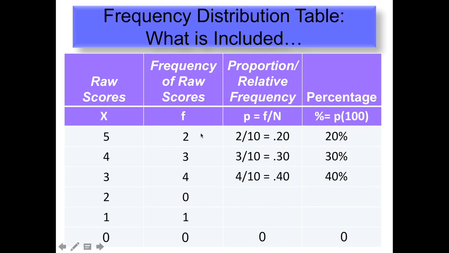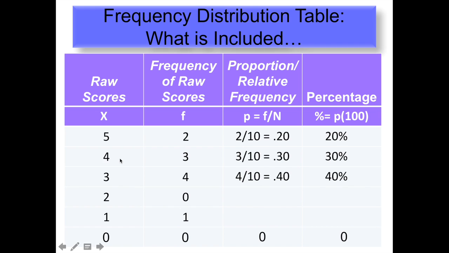To find out the total number of people in my study, I would go 2 plus 3 plus 4 plus 1, so I would have 10. So the number of people that scored a 5 would be 2 out of 10, or 2 divided by 10. The proportion is always a decimal, so 0.2, and all I do to convert that to a percentage is multiply it by 100. So I multiply 0.2 by 100 and I get 20%, or in other words, 20% of the people in this class that I gave a pop quiz to scored a perfect score of 5.